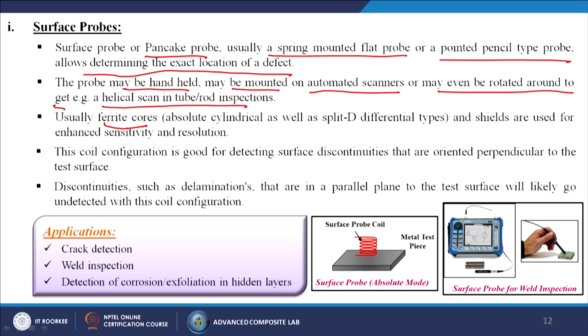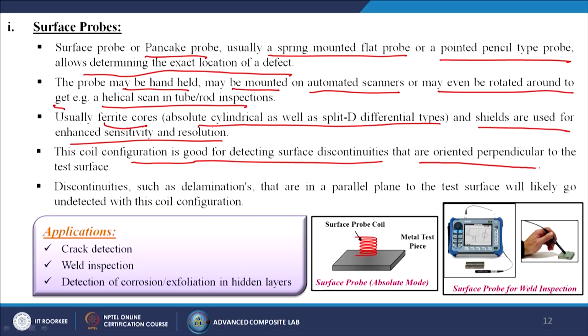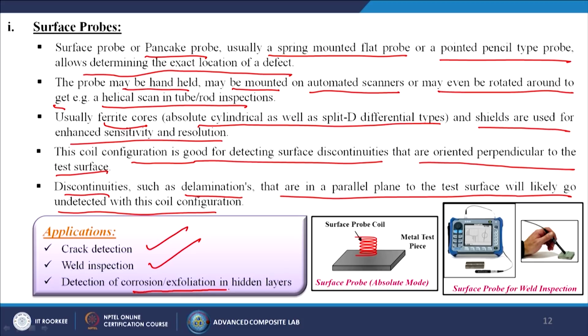Usually ferrite cores, absolute cylindrical as well as split D differential types, and shields are used for enhanced sensitivity and resolution. The coil configuration is good for detecting surface discontinuities that are oriented perpendicular to the test surface. Discontinuities such as delaminations that are in a parallel plane to the test surface will likely go undetected with the coil configuration. Applications generally are crack detection, weld inspections, and detection of corrosion or exfoliation in the hidden layers. So, this is the way we do the testing.